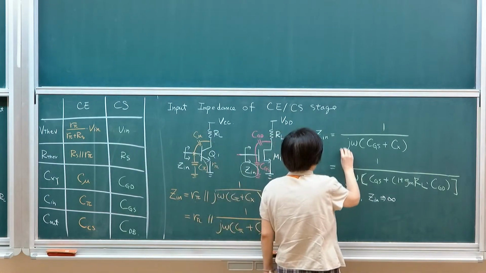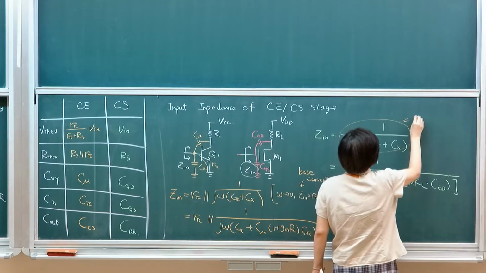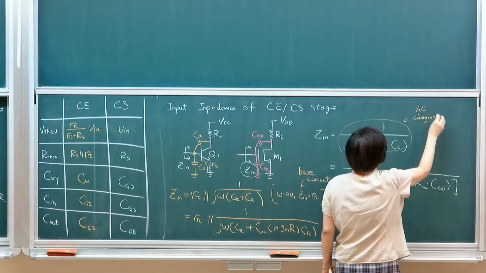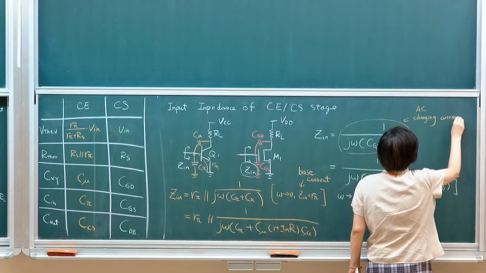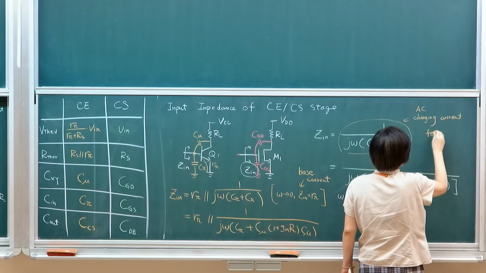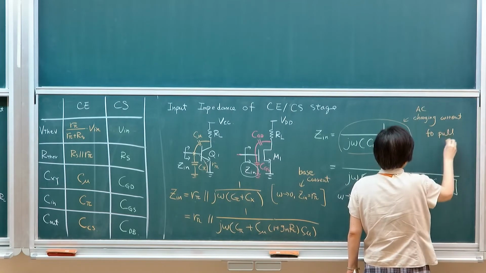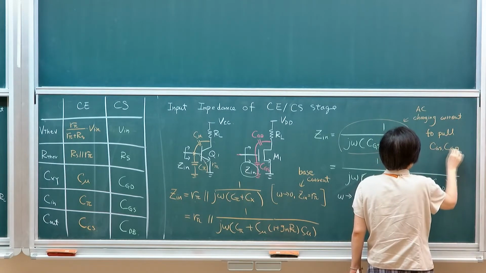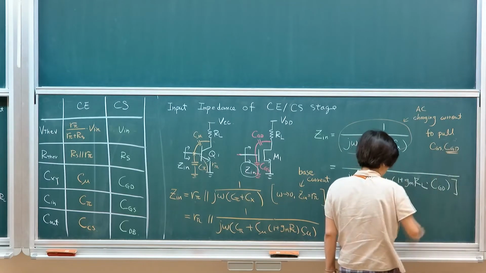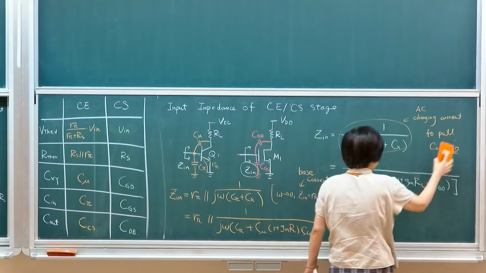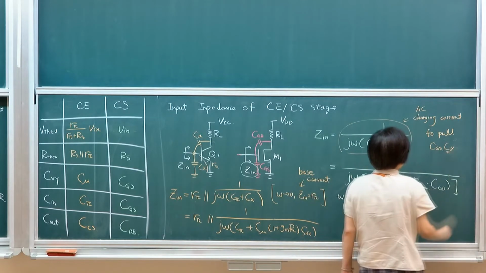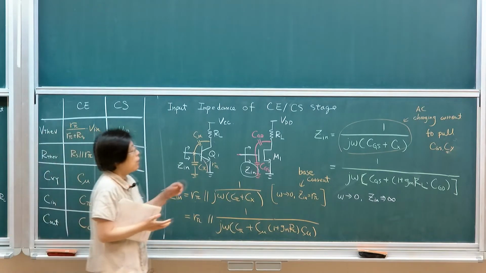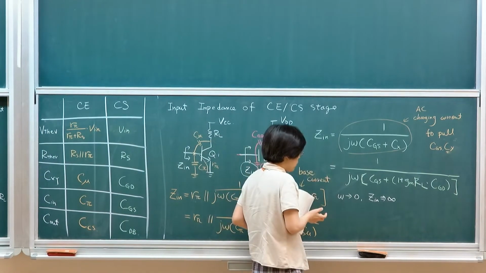So for MOSFET, there's only the charging current. I should say AC charging current to pull your parasitic capacitance, CGS, CGD. But this is not actually Cx, but Cx after being amplified. The charging current required to pull up this particular node, that would determine your impedance, okay?